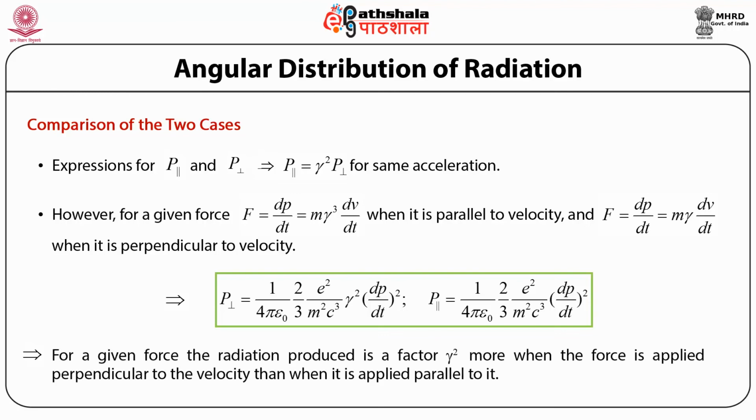Thus, for a given force, the radiation produced is a factor gamma square more when the force is applied perpendicular to the velocity than when it is applied parallel to it. Of course, if the force comes from a magnetic field, it is always perpendicular to the velocity.